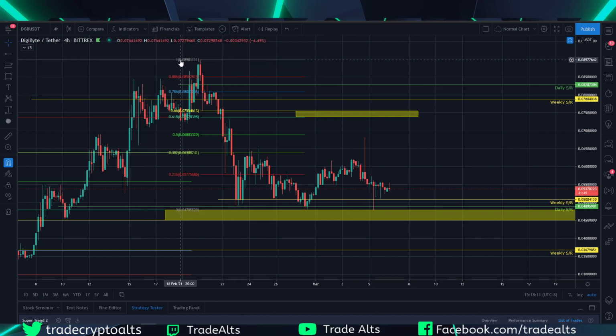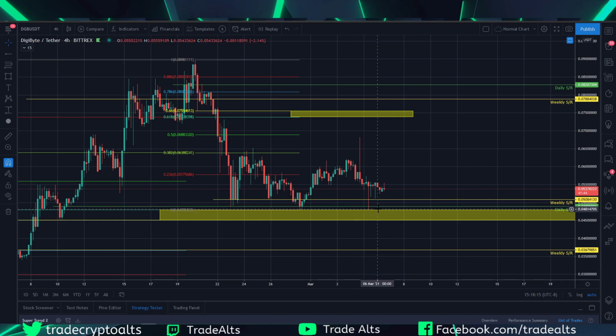But this is the Tether pairing. So again, where do I see it now? You're on big support. This level is really important to hold. As long as you're above it, it wouldn't surprise me if we came back up and tested around this region, maybe even your weekly. That's kind of what I would be looking for right now on Digibyte. I think this is a really nice support zone for the time being.